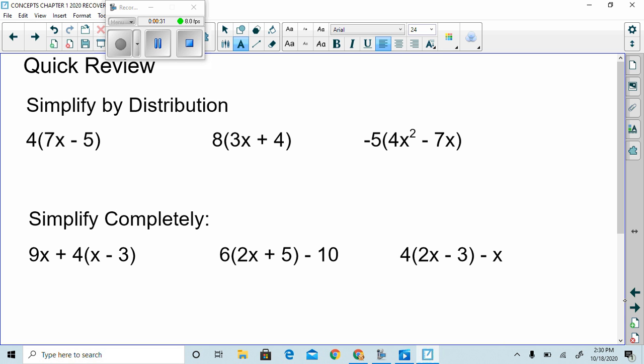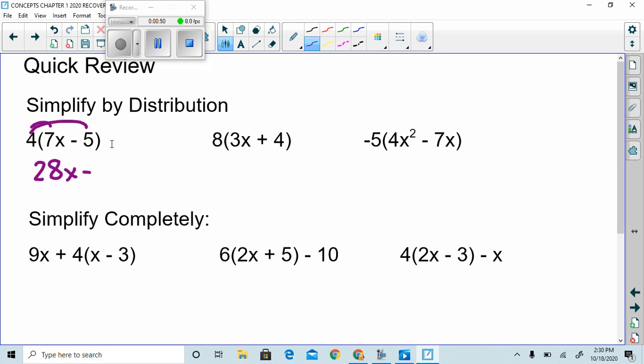Let's start by simplifying expressions that require us to do a distribution. When we're doing a distribution, the key is remembering to multiply by both terms within the parentheses. That's 4 times 7x, which is 28x, and 4 times the 5, minus 20. Again, outside term multiplies once, 24x, multiplies twice.